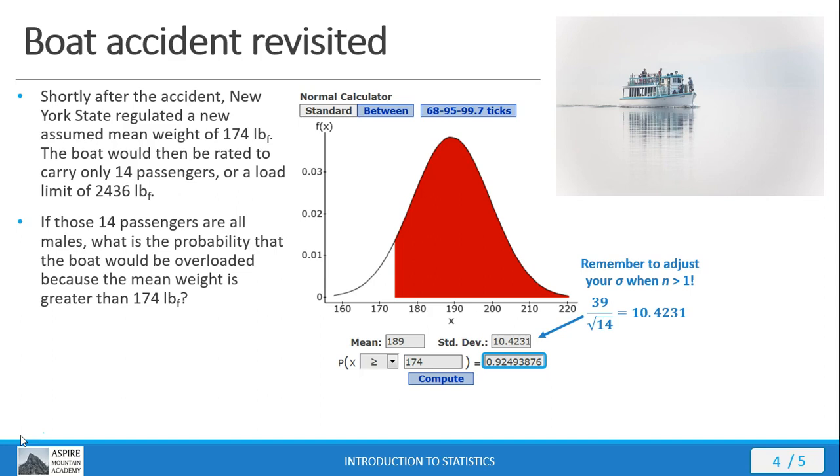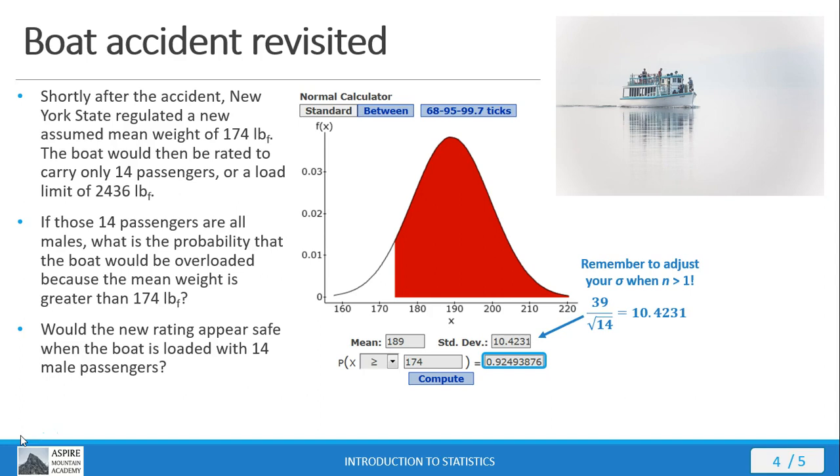So with this new assumed mean weight, we've got a 92% chance that the boat is again going to be overloaded and people are going to die. So, would the new rating appear safe when the boat is loaded with 14 male passengers? Oh, look at what we got. What say you?